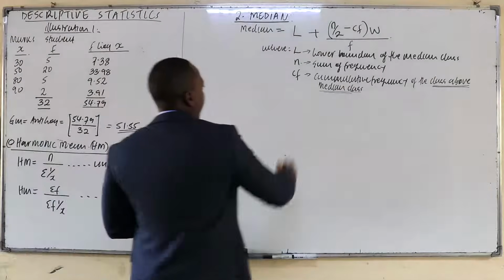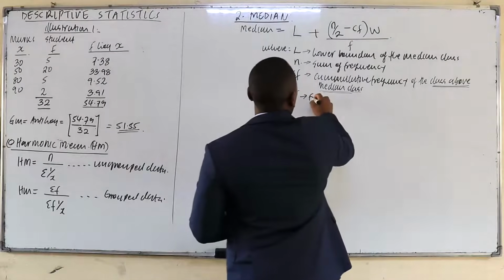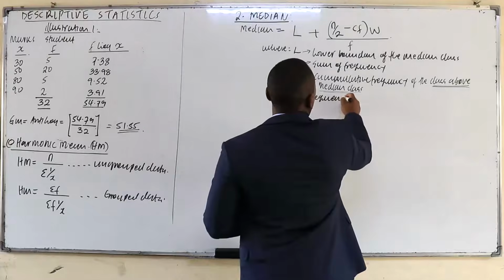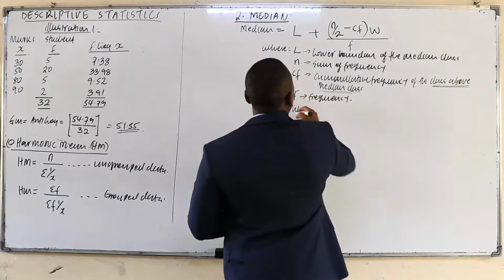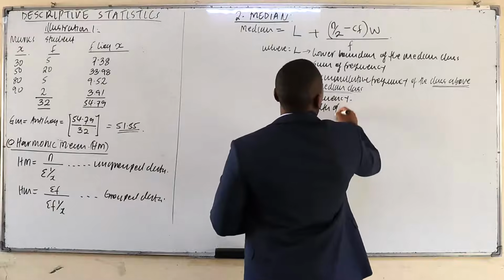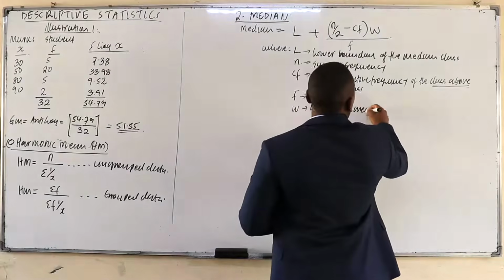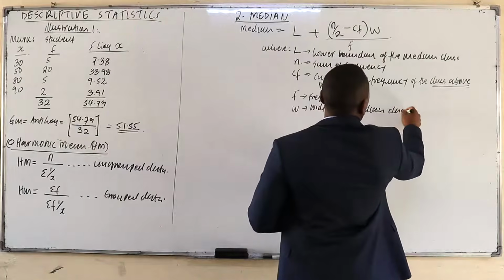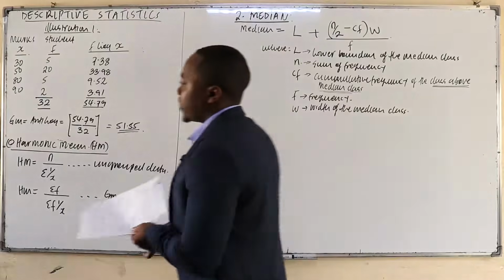And then we have F. You see that F is the frequency. Then W is the width of the median class. That mostly is for the grouped data.